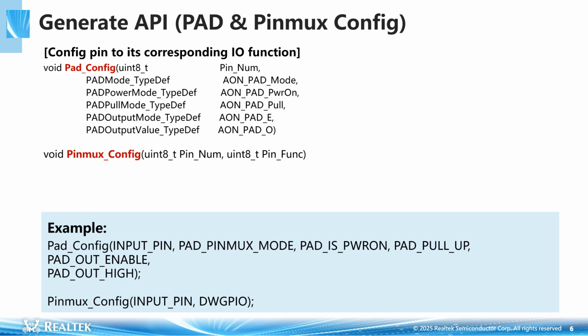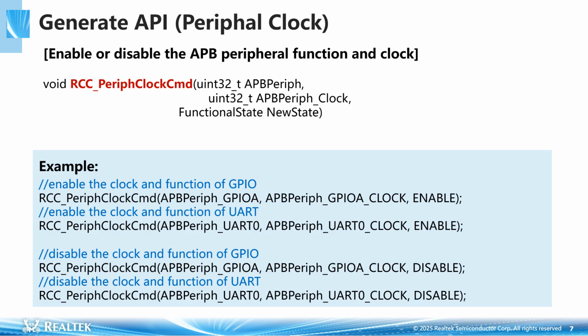The APIs for pad and PINMUX are as follows. You can use pad config and PINMUX config API to set the state of the pins as needed. More detailed information will be introduced in the pad and PINMUX section. This part describes the setting of peripheral clock. It is necessary to enable the corresponding clock when activating the peripheral. Otherwise, the registers of the module will not be set properly. If you don't need to use the peripheral, you can also turn off the clock.